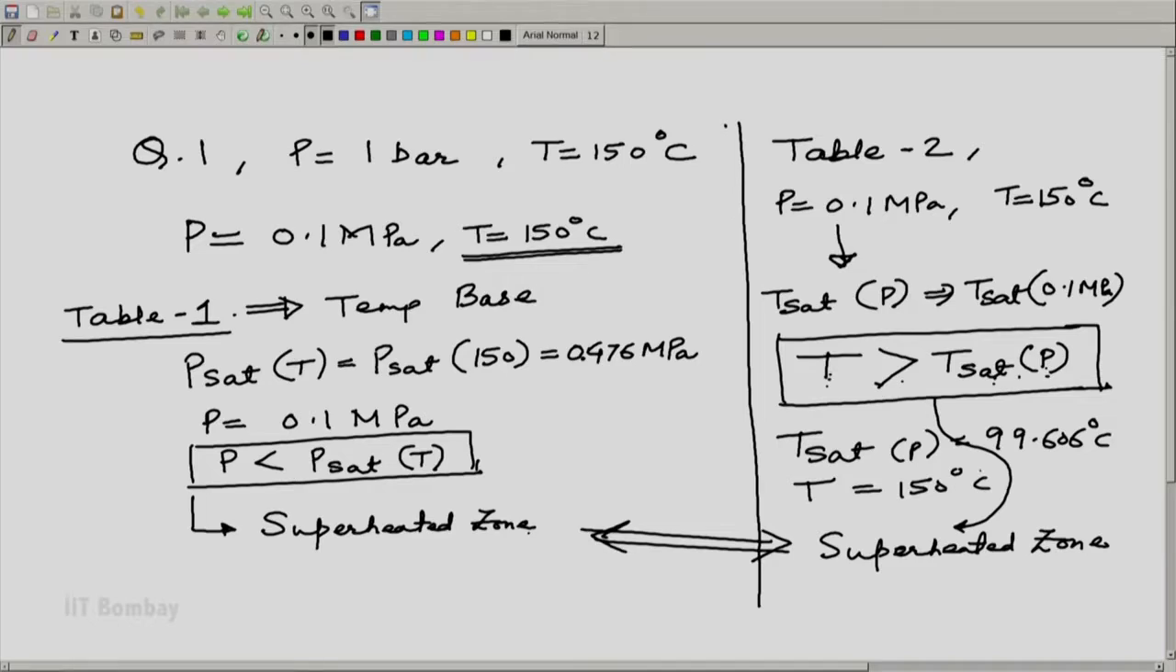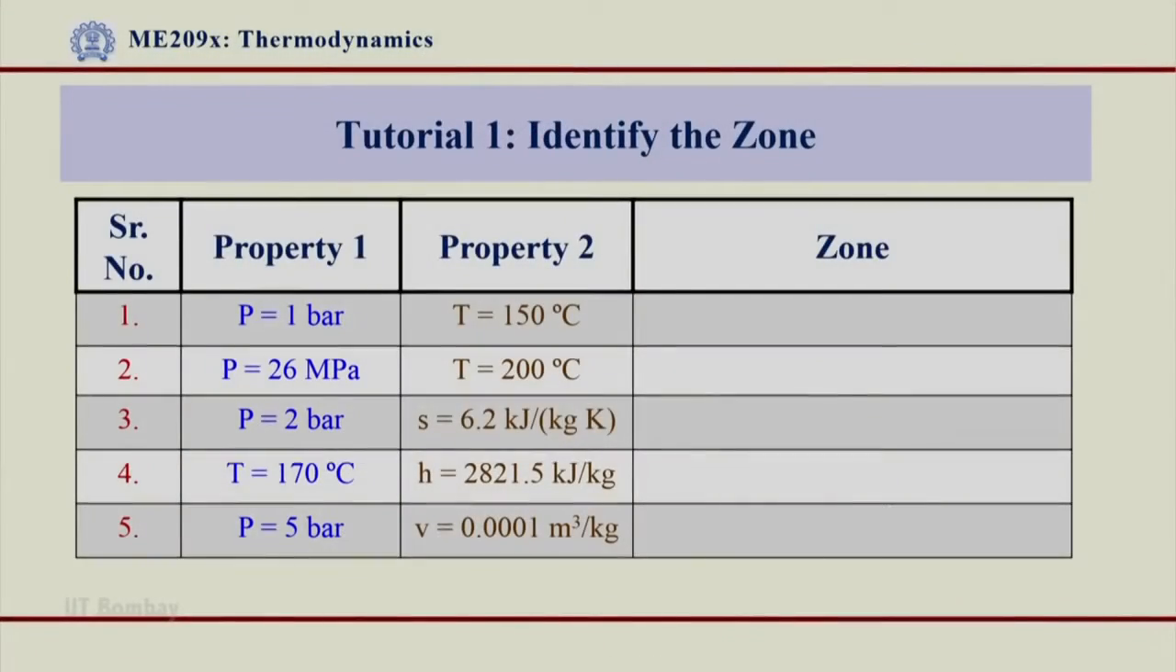Can I go back to my original problem now and write that the first condition we have got is that we are in superheated zone, right. So, for P is equal to 1 bar and T is equal to 150 degree centigrade, my answer is therefore I am in the superheated vapor or superheated steam zone.